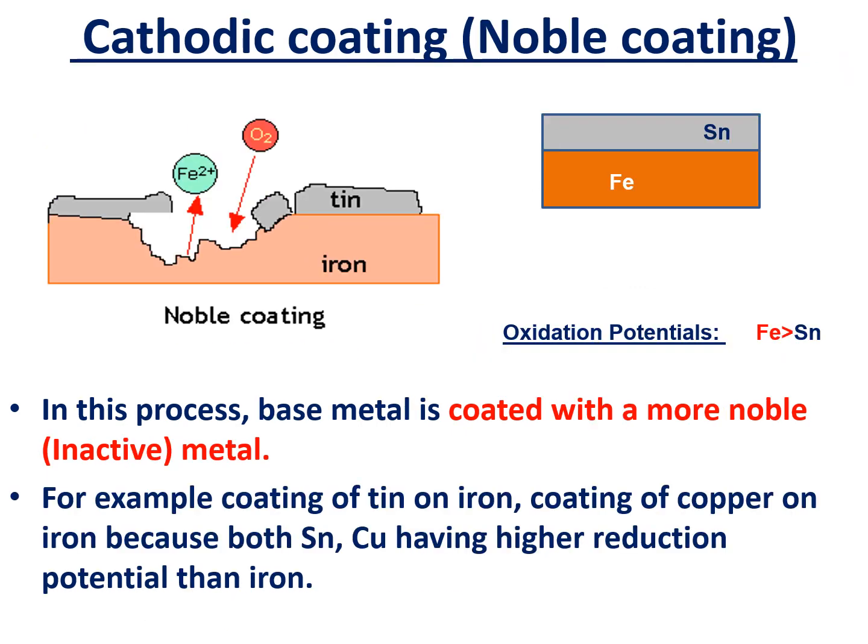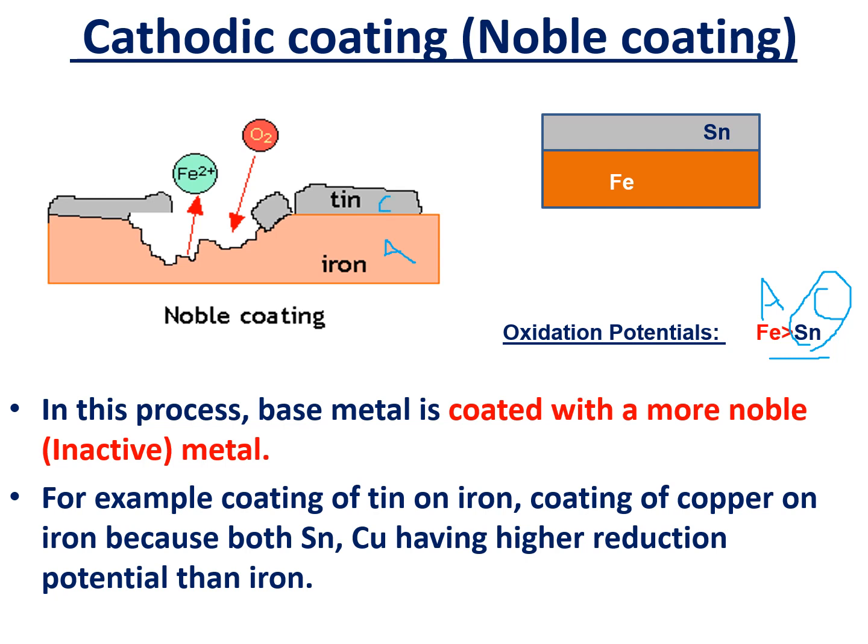Okay, the second one is cathodic coating or noble coating. You can see here that the oxidation potential of iron is greater than that of tin. That means iron acts as the anode here and tin acts as the cathode here. When you make a surface coating with a cathodic material on the anodic material, iron is the anode here and tin is the cathode here.